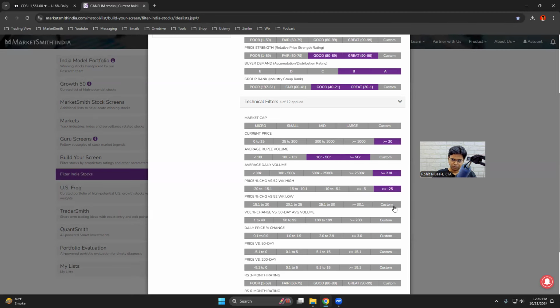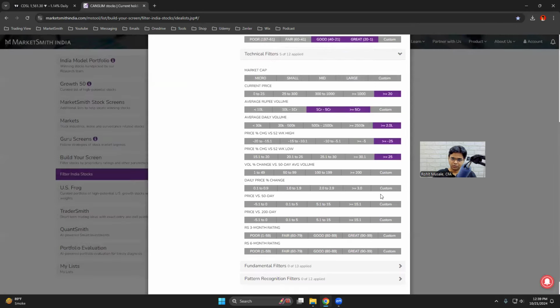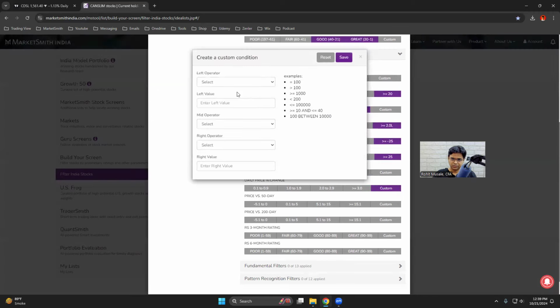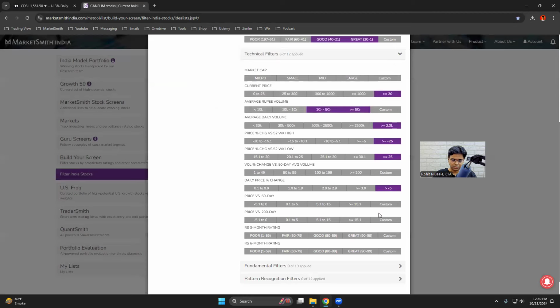Price versus 52-week low, we want the price to be at least 25% above the 52-week low. So greater than or equal to 25%. Okay, this will ensure that you are only in the strong stocks. Daily price change, we will make it greater than -5. So this will ensure that any stock that has fallen 5% or more in a single day will not come in your radar. Okay, if the stock is falling or increasing, it will come in this.